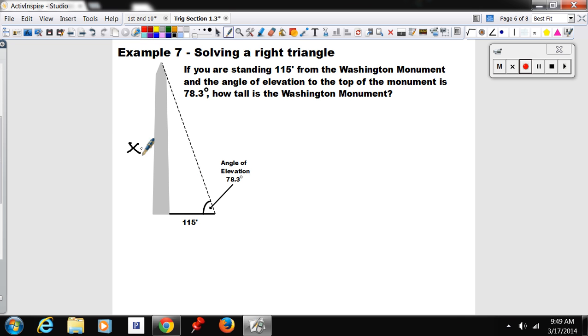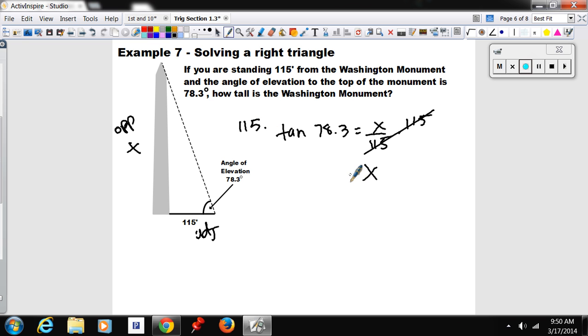I've got opposite side, I've got adjacent side. I've got the O and the A. I got to use TOA, T-O-A. So tangent 78.3 equals x over 115. Do you remember how to solve this equation? Multiply by 115 on both sides. Those cancel out. You get x equals 115 times the tangent of 78.3, which is 555.3, and that's feet. So that's how you apply the trig functions.